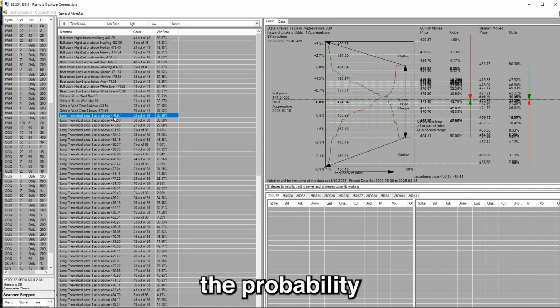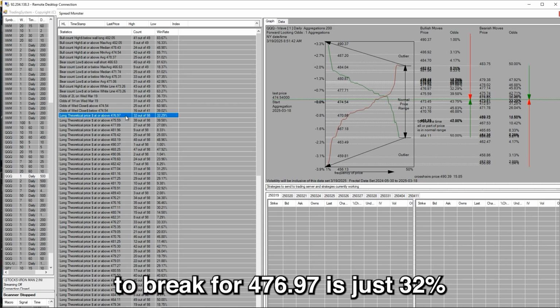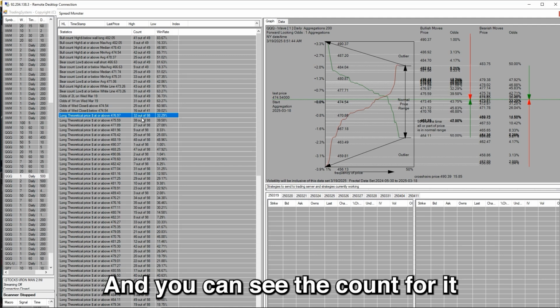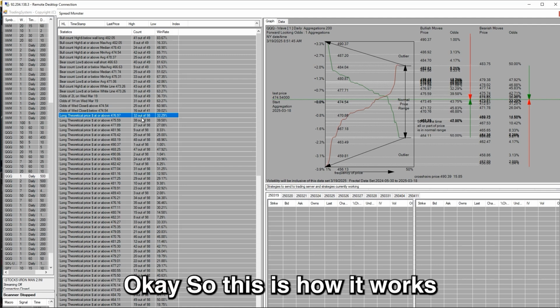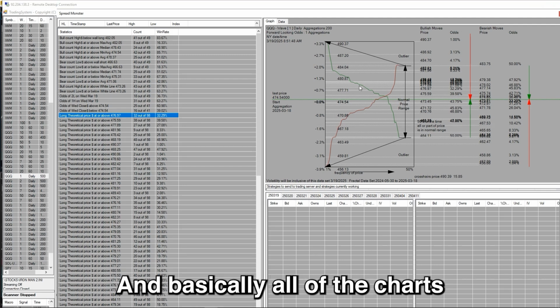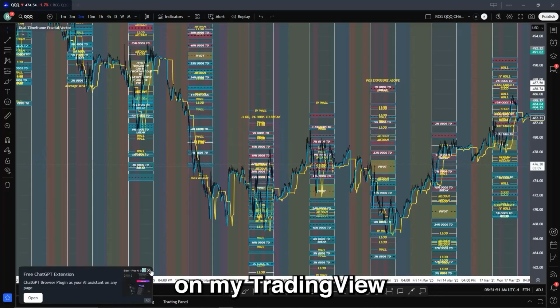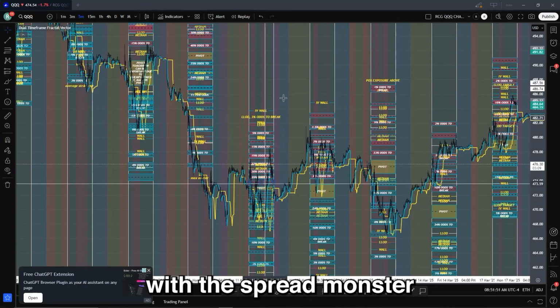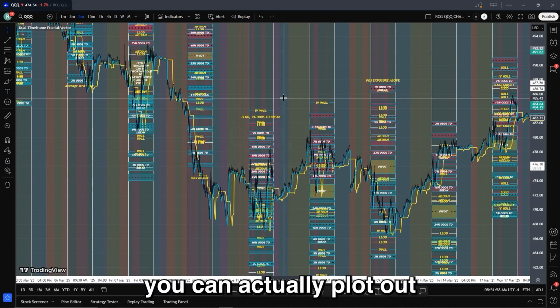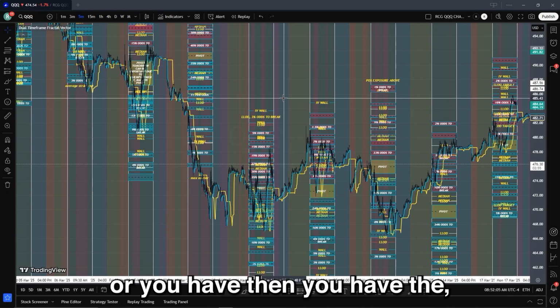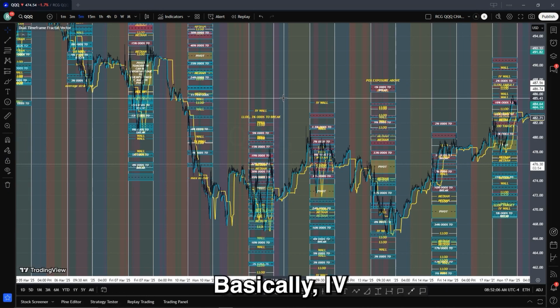For example, the probability to break 476.97 is just 32%, and you can see the count for it. Okay, so this is how it works. Basically all of the charts that you have already seen on my TradingView are plotted with the Spread Monster. With the Spread Monster, you have two options. First, you can plot out what I am doing, the historical data, or you have the implied volatility, basically IV. Begin talks about it all the time.